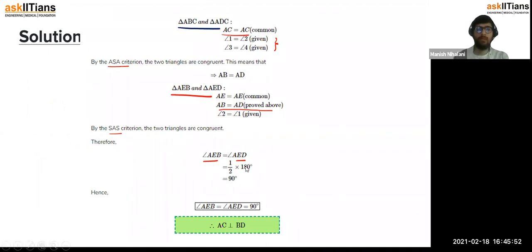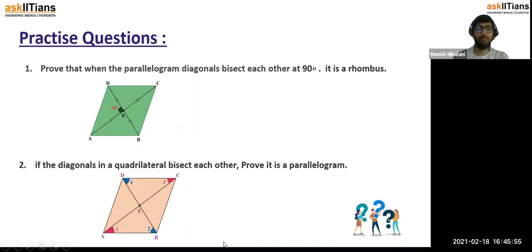Correct. So we would be able to now solve these questions. You can try these questions as a part of your homework. That is, prove that when a parallelogram's diagonals bisect each other at 90 degree, it is a rhombus in that case. Then if the diagonals in a quadrilateral bisect each other, you have to prove that it is a parallelogram, right? So these are some practice questions which you can try, and we'll see them in the next class.